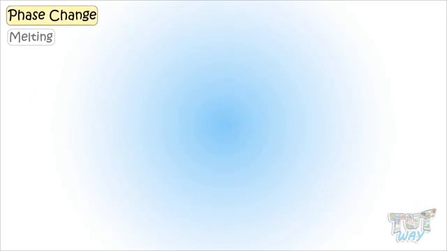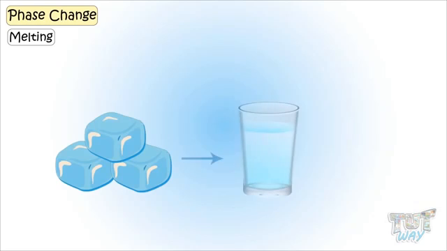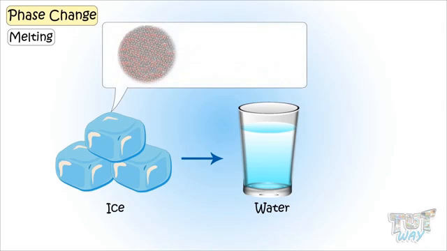Melting, conversion of a solid into liquid. Example, ice changing into water is called melting. Melting happens when a solid absorbs some heat. Heat gives energy to particles in solids, and they start moving faster and slide around each other, and the solid melts.